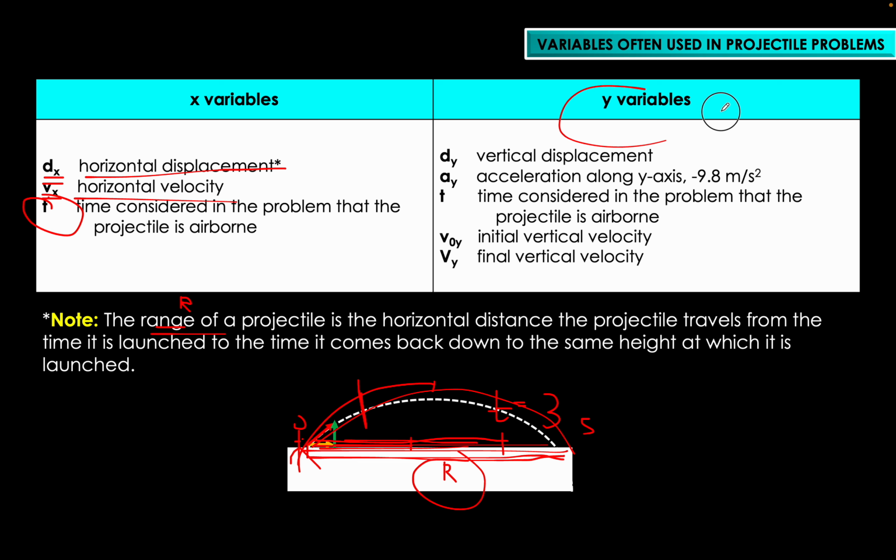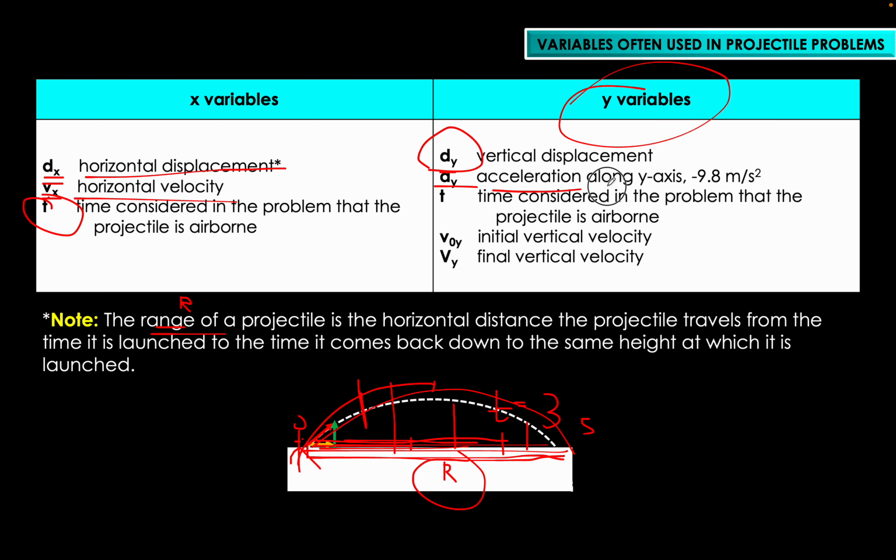And then for the y variables, of course, we have d sub y, vertical displacement. The vertical displacement could be this. It could also be this. But it can also be this vertical displacement. We're not sure unless we have a specific problem. But the point is that the displacement along the y-axis can be any chosen 2 points in a projectile problem, and you represent it with d sub y.